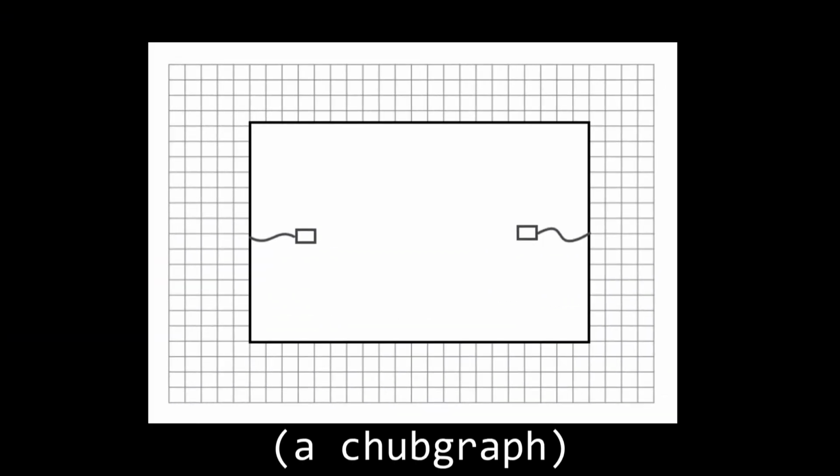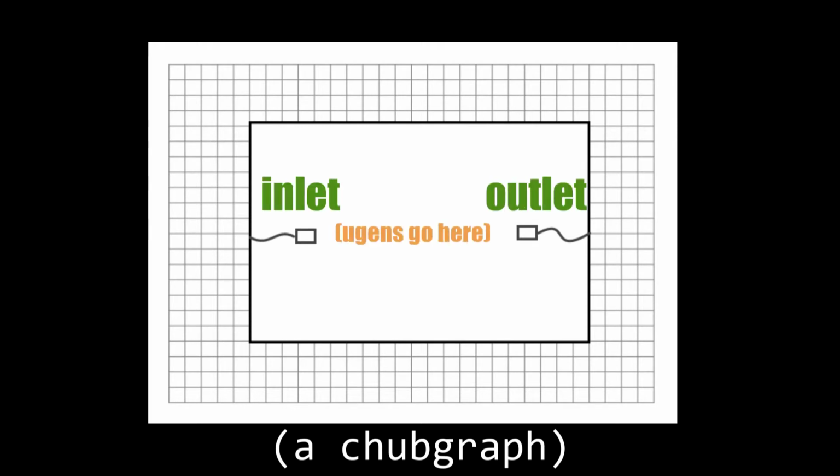If we try to imagine a Chubgraph as a physical device, that physical device would have an audio in, an audio out, and in between those things, you can wire up anything you want. I don't have any inside information on how they named these Chubgraphs, but I'm guessing it's something like this.